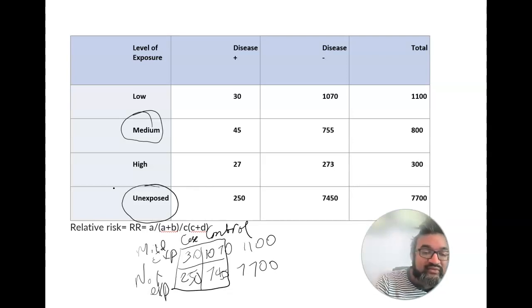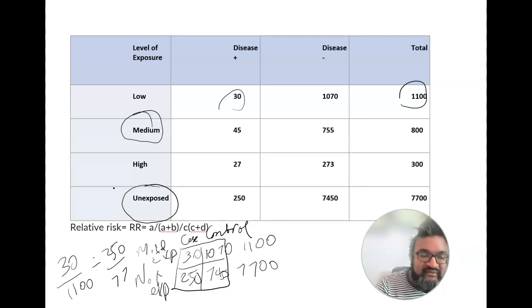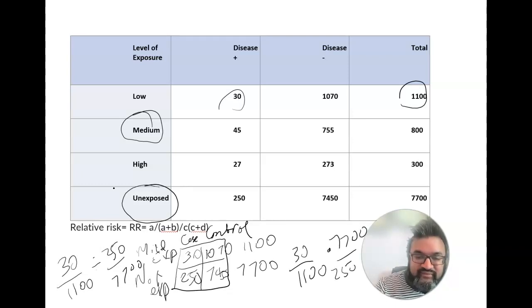You do 30 over 1100. That's A over A plus B divided by 250 divided by 7700. And again, you multiply by the reciprocal. So you have 30 over 1100 times 7700 divided by 250. So that gives you the response for mild exposure.